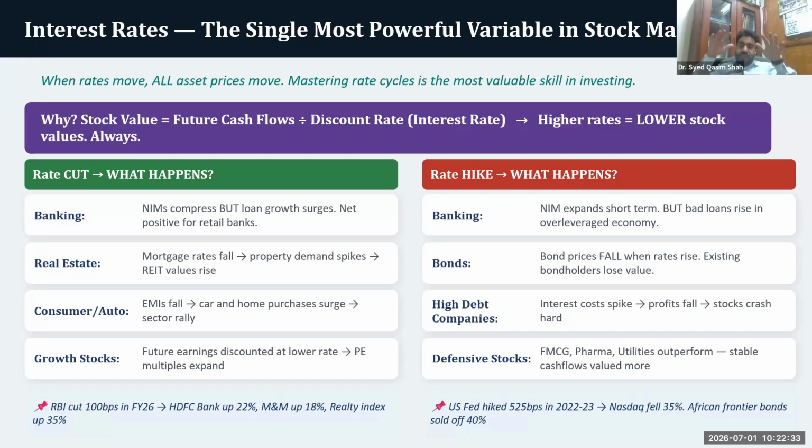The bond prices will fall basically when the rate is increasing, since the existing bond holders, debt holders, will basically lose value. The companies with high debt, their interest expense will increase, their profit will fall, and stock prices will crash. In that case, defensive stocks like pharma and utilities may provide you some profit, but still that is unlikely, that you will get some profit.